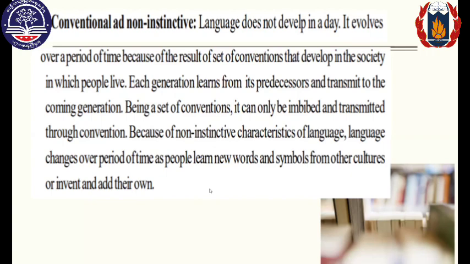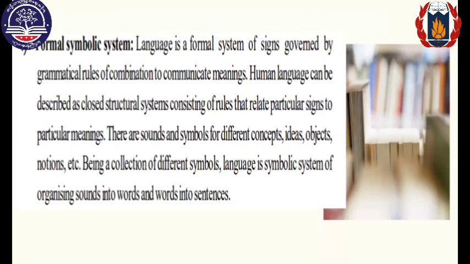The next characteristic is formal symbolic system. Human language can be described as a closed structural system because it consists of rules that relate to a particular system.